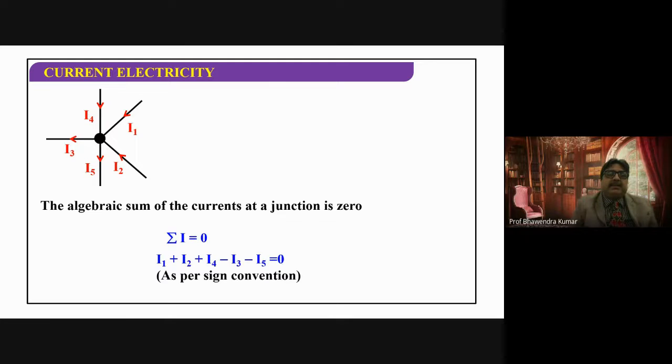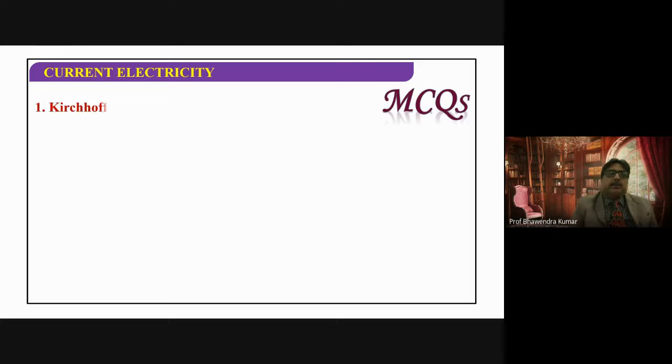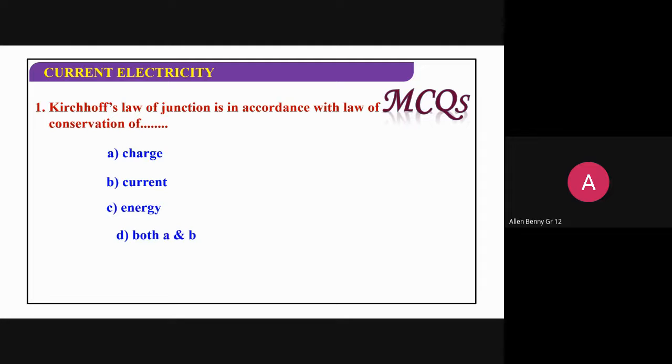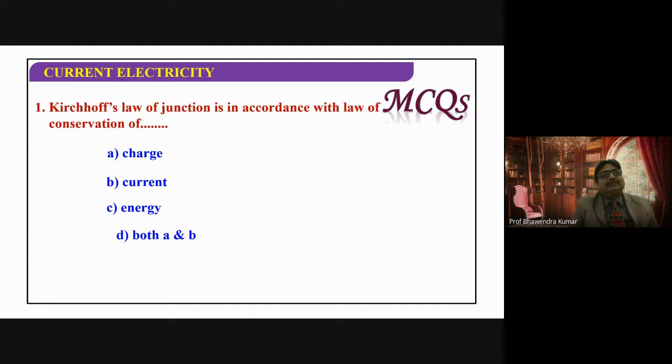The algebraic sum of currents is 0. So Kirchhoff's law of junction is in accordance with conservation of charge. Very good. Do you remember?